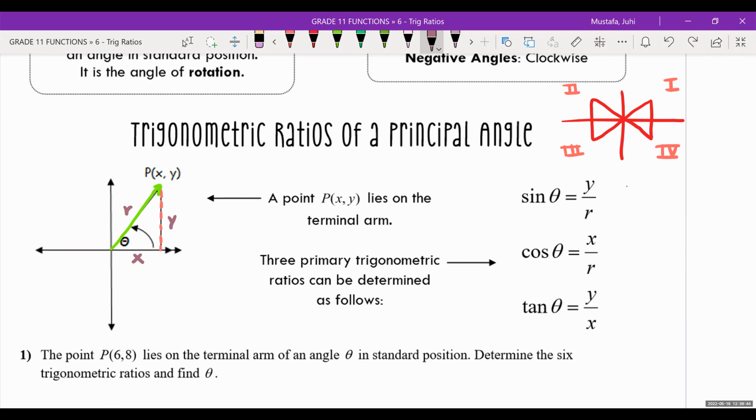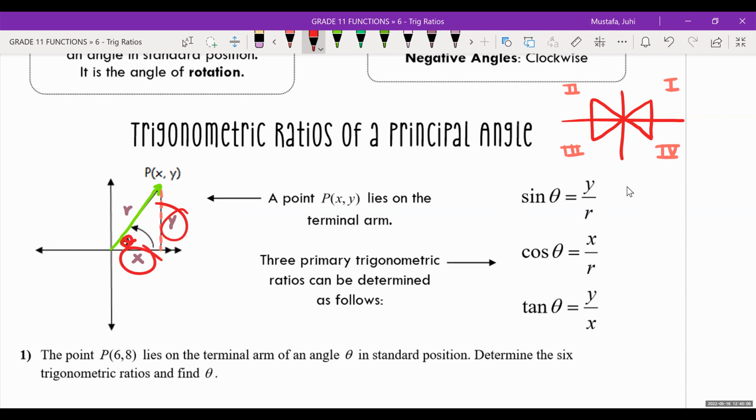And then based on this information, you can use SOHCAHTOA and actually figure out what the ratios would be. So sine theta is opposite over hypotenuse. And according to this, if I've drawn my theta over here, then opposite is Y and hypotenuse is R. Cos theta would be X over R because it's adjacent over hypotenuse. And then tan theta would be opposite over adjacent, which is Y over X.